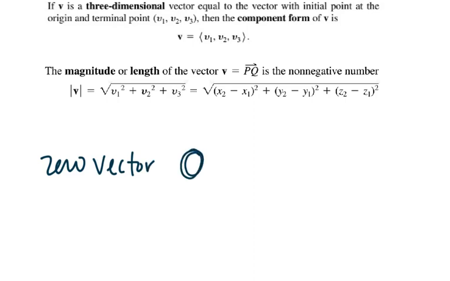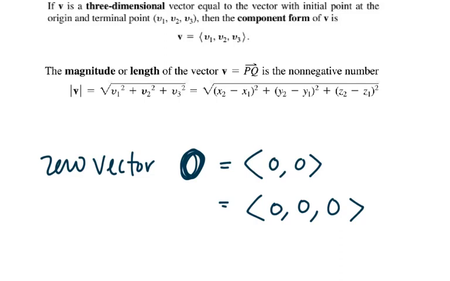So we could say a bold 0 is equal to 0, 0 in component form, or 0, 0, 0 in component form for 3-space, right? So we use this bold 0 to represent a 0 vector. And this is the only vector with no direction, and it has no length. So 0 length and 0 direction.